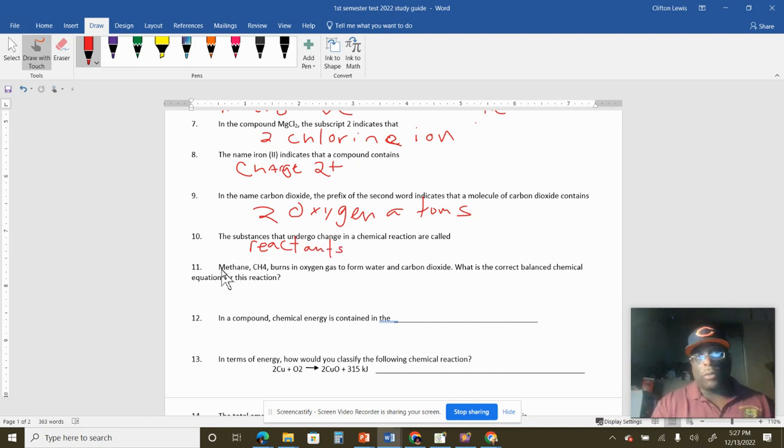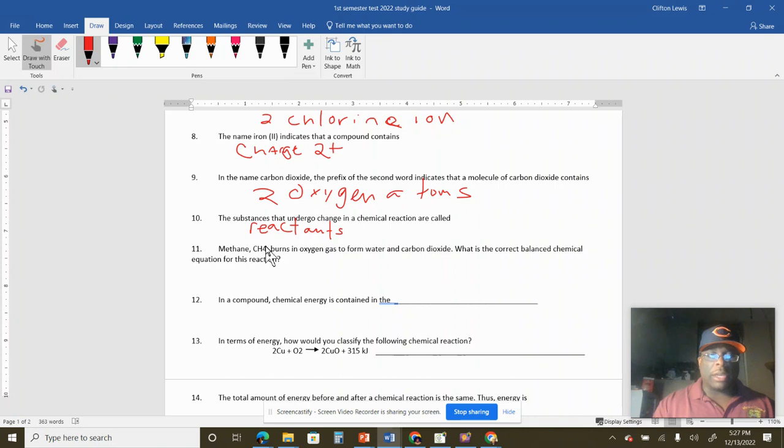Substances that undergo change, before they change, are called reactants. Methane, CH4, burns in oxygen to produce... So we have CH4 burns in oxygen, so that plus O2 gas. It says to form, reaction arrow, water, dihydrogen monoxide, plus carbon dioxide, CO2. Is this formula balanced?